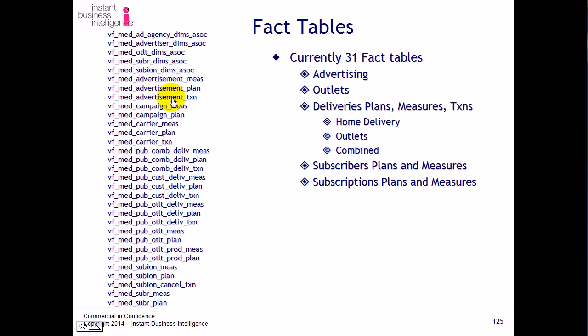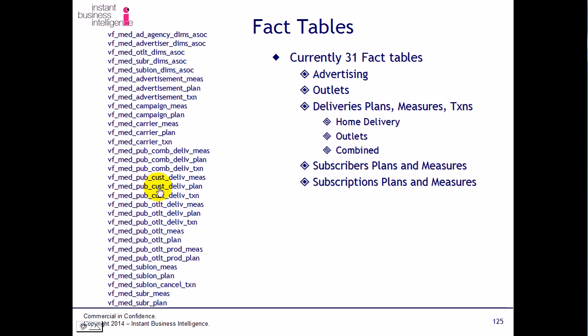So advertising transactions, campaign measures, specifically for media campaigns, carrier transactions, plans and measures. We have publisher, publication, customer delivery transaction, plan measures, outlet delivery plan measure transactions, and then combined transaction plan measures. Okay, so customer delivery, outlet delivery, customer delivery being home delivery or to office delivery.